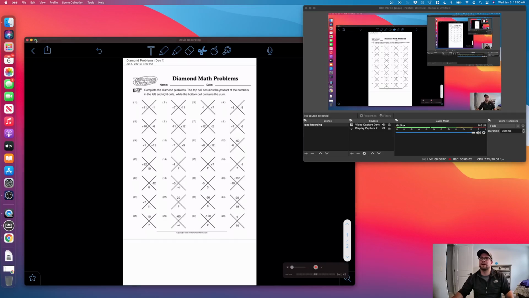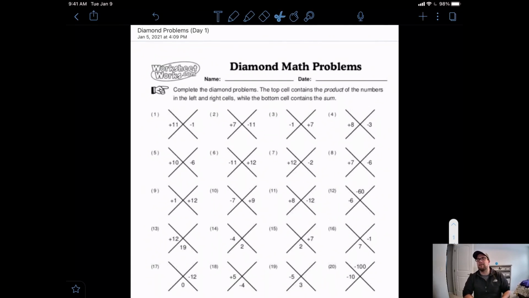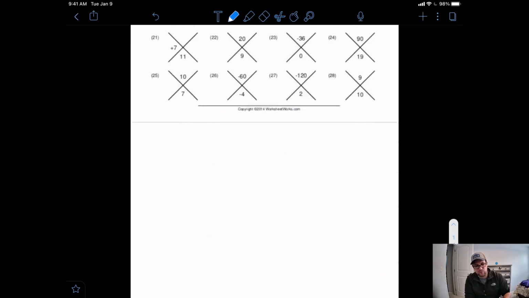All right, welcome back, everybody. Today, we're going to be talking about a new type of problem. This process is going to ultimately be called factoring, but today we're just going to call them Diamond problems. Now, Diamond problems are kind of unique. I'll show you how one works right here.